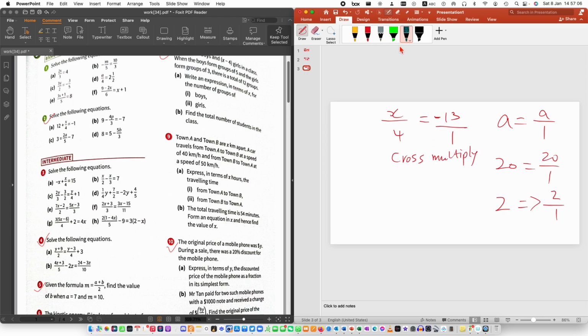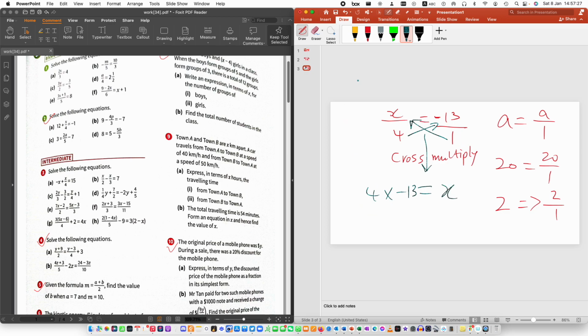You need to use the arrow to show yourself. Equal sign, copy down in between. Then the 4 times this, and this times this. So you do the 4 times minus 13. Can you see the minus is above? And then the 1 times x, so you get x.